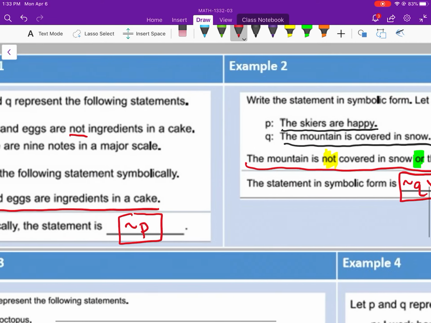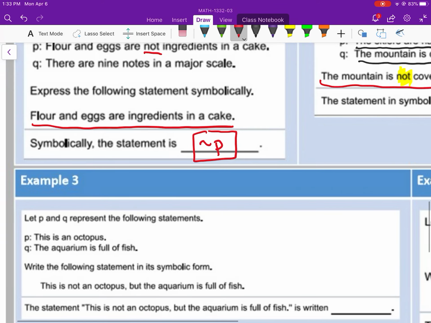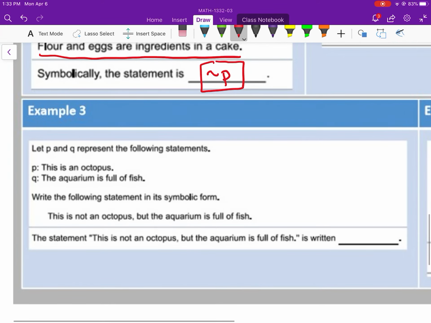All right, example number 3. Let P and Q represent the following statements. Statement P, this is an octopus. Statement Q, the aquarium is full of fish. Write the following statement in its symbolic form. First part of the statement, this is not an octopus. Not. I'm going to tie that back to which statement? I think it's statement P. But P says this is an octopus, and we're going to say this is not an octopus. So that means we're going to do not P.